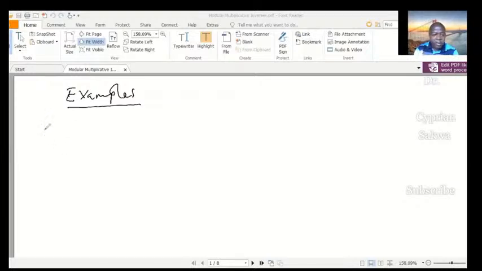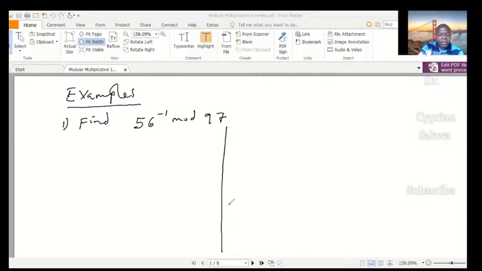Now, the first one I want to do is: find the inverse of 56 mod 97. So that is the question. Find the inverse of 56 mod 97. Now, Euclid's algorithm will work for any of these questions. So I want to begin with Fermat's theorem first of all.